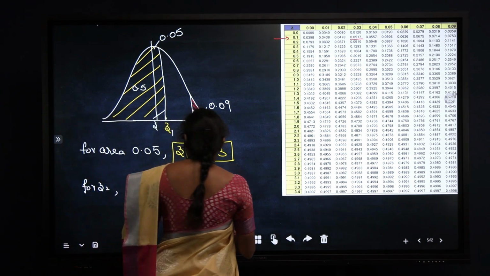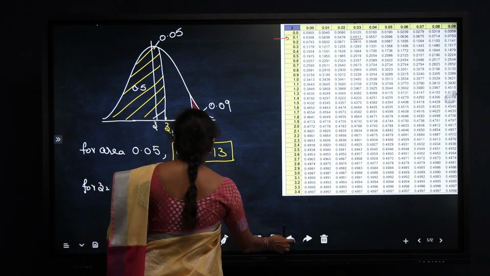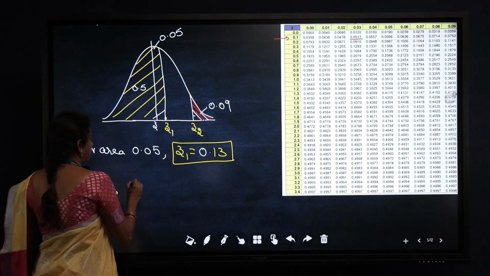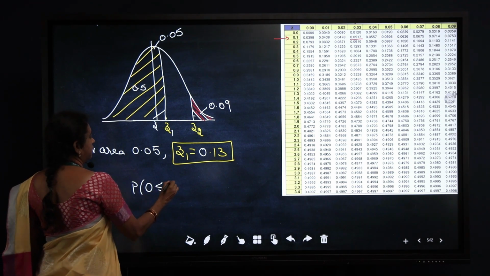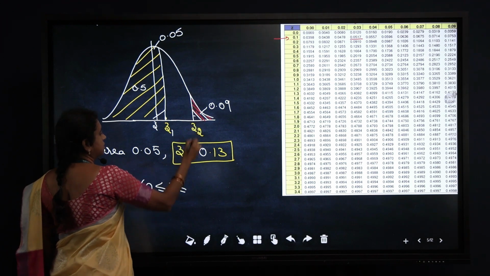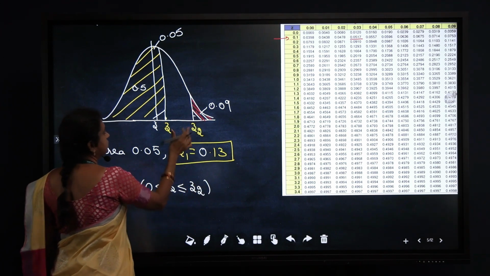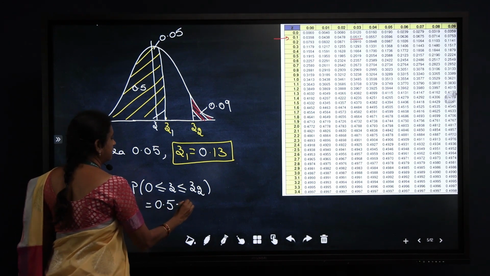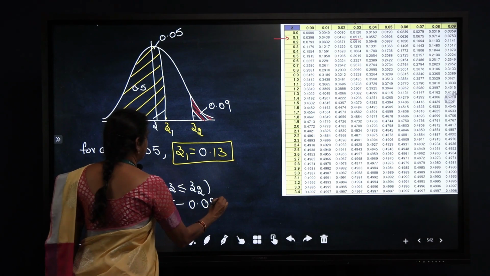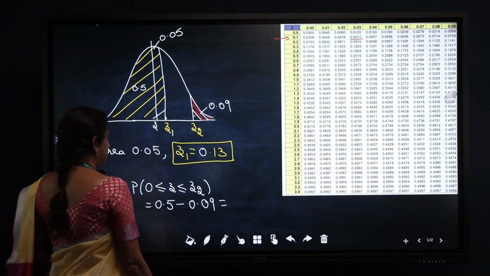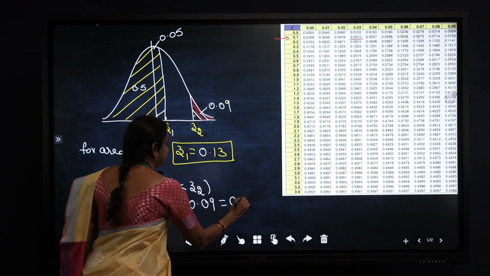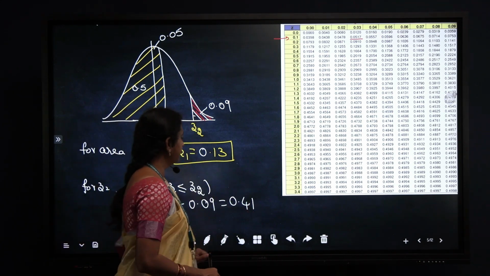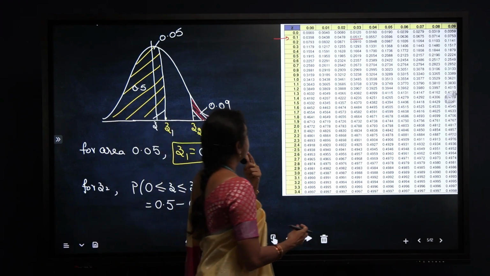So what we'll have is, I'll write it down clearly. That is the probability of 0 less than or equal to Z less than or equal to Z2, right? So this area is obtained by 0.5 minus 0.09. So 0.5 minus 0.09 is 0.41. Right? Now we'll find out where the 0.41 is again in the table.